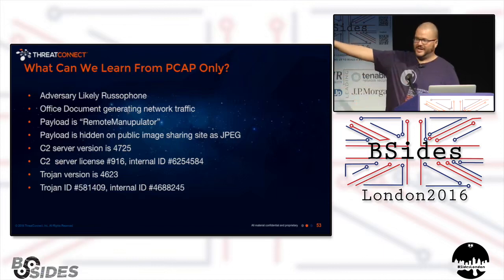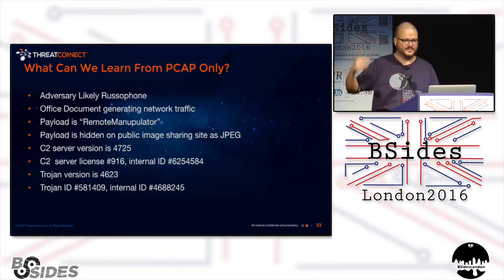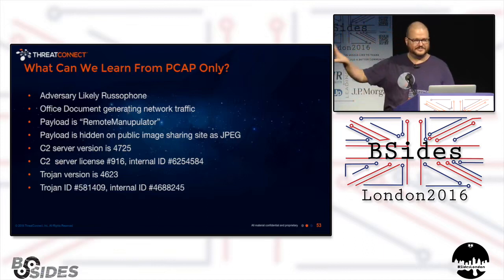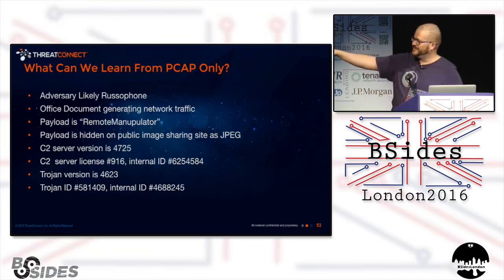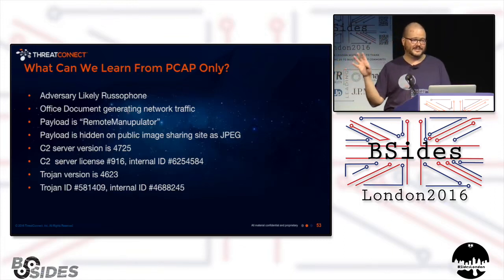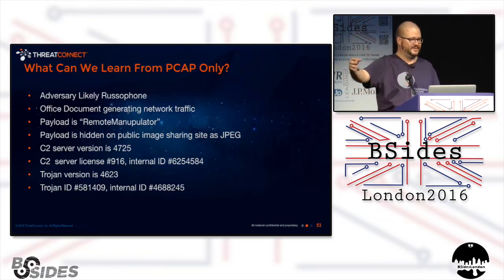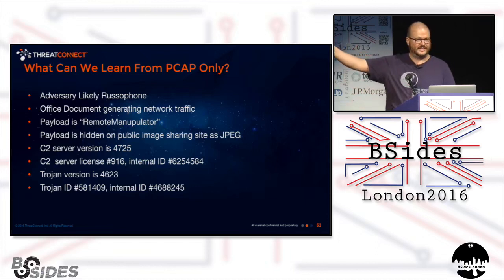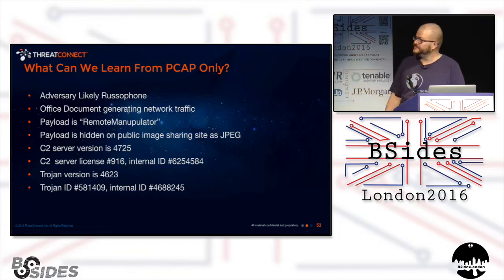And then this stuff at the bottom I extracted from that XML we saw a moment ago. Now this is very unique. I've got the license number for the C2 server that they bought from Remote Manipulator, its internal ID, Trojan version, and server versions. So now I can write a very accurate Snort signature that will find this adversary's C2s when they reuse them with a different attack. If they put another payload out there and reuse their C2, I'll be able to connect that C2 back to this one.